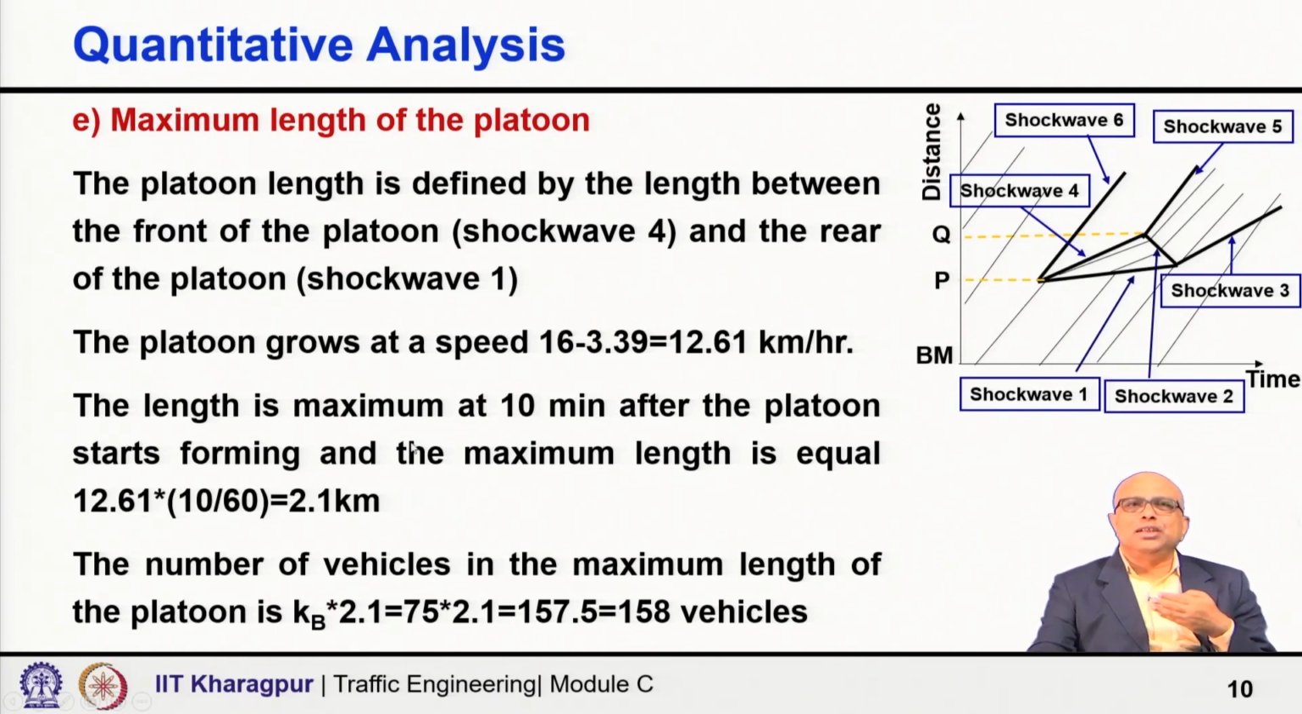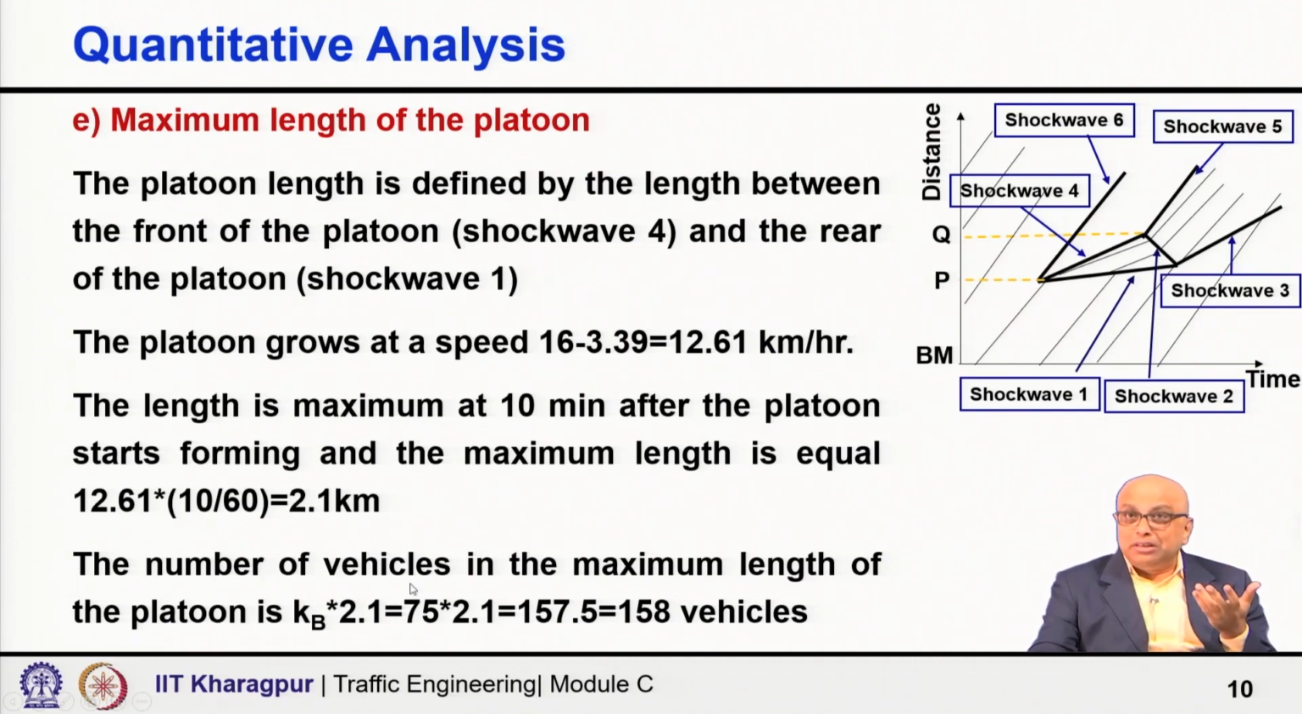So, the length is maximum when the vehicle is leaving the highway at point Q. So, this is how much time? 10 minutes, because the truck was there for 10 minutes. So, the length is maximum at 10 minutes after the platoon starts forming, and then what will be the maximum length? 12.61 kilometer per hour multiplied by 10 minutes. So, 10 by 60 hour. So, you get 2.1 kilometer.